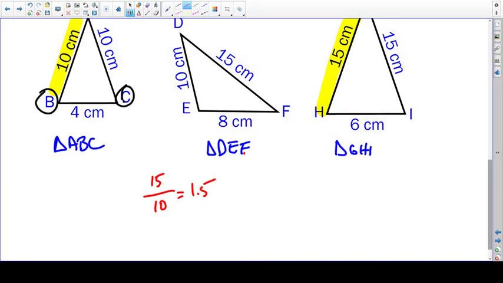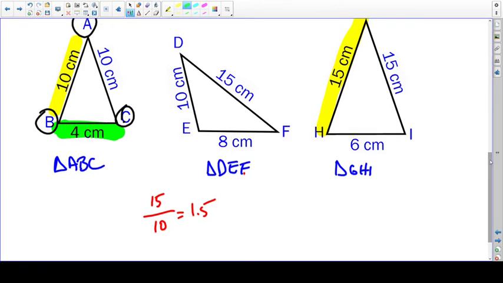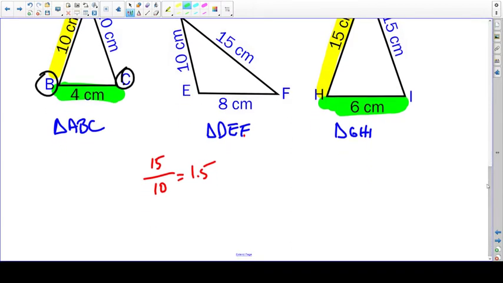Now, if we take a look at all the other corresponding pairs, we need to see the exact same scale factor. So, let's take a look at BC. Which side does it match up with best? Well, that would be the other bottom or base of the triangle, and that would be side HI. So again, if we take a look at the ratio between those sides, we take 6 and divide it by 4, we get 1.5, the exact same answer.